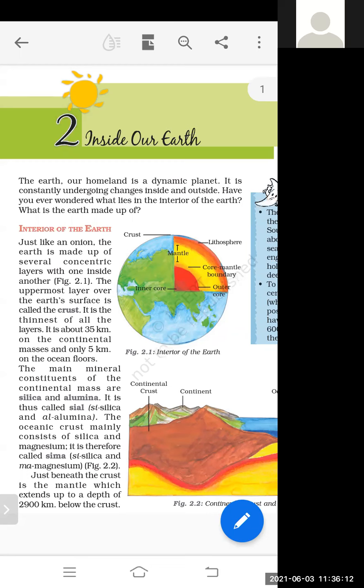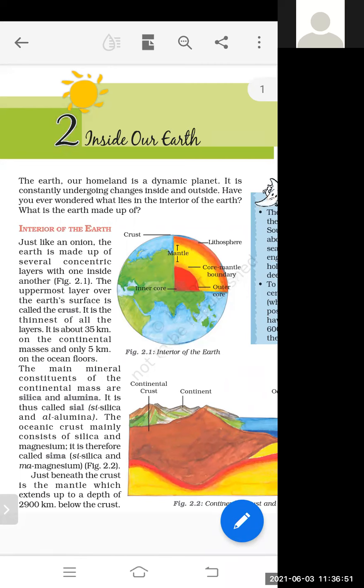Now, how do we come to know about the interior of the earth? What is the earth made up of? Our earth is made up of several concentric layers. Why is it in the form of layers? You must know why the inside part of our earth is in concentric layers. Concentric layers means there are different layers. Clear? So different layers are made up of different types of material.